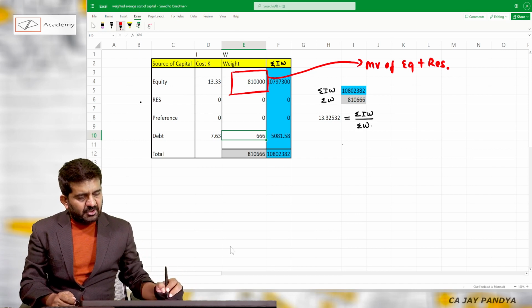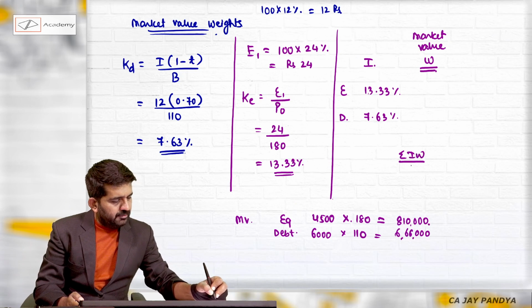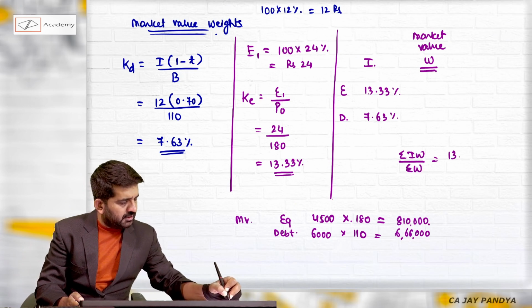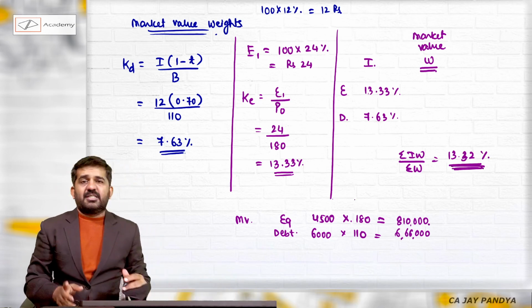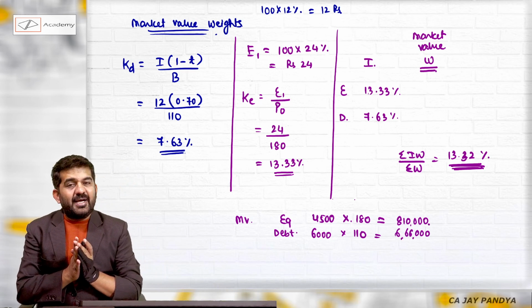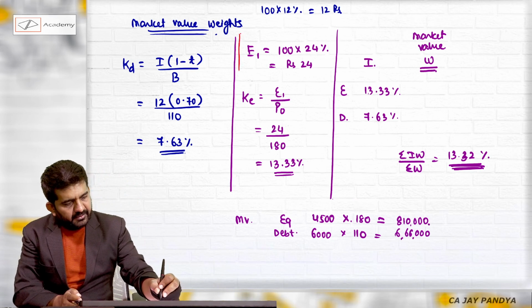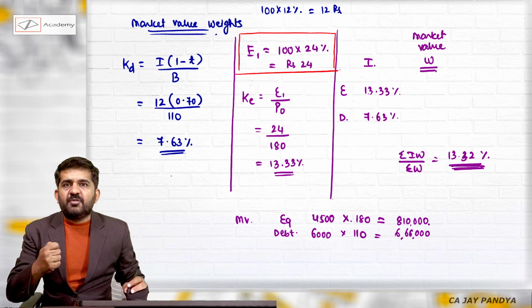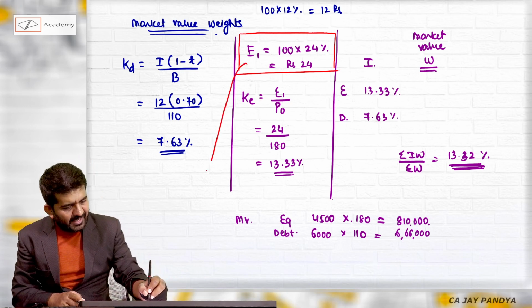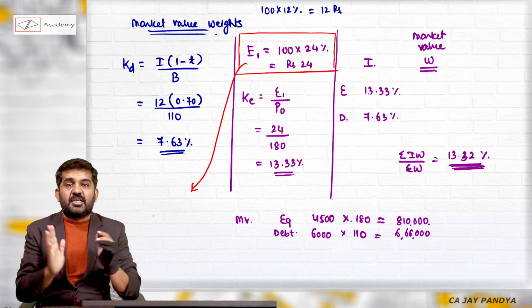What is our answer? 13.32%. Sigma IW divided by sigma W is 13.32%. This answer will match with the suggested answer, and please try to understand my reservations against this answer, particularly this point. Even if the suggested has done the same thing, I think this is incorrect. It is not a different assumption. This is incorrect.